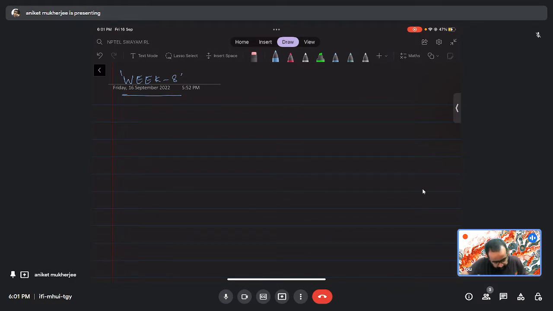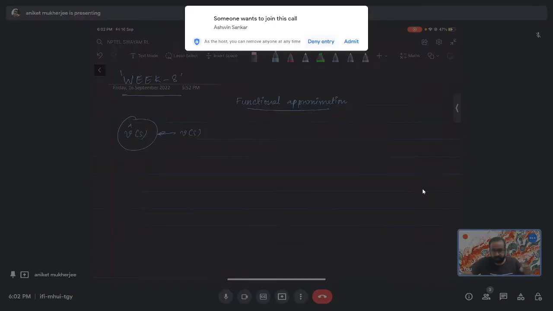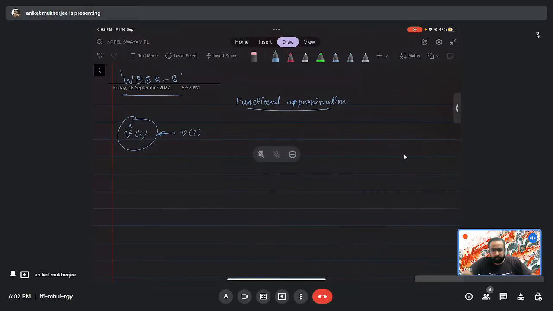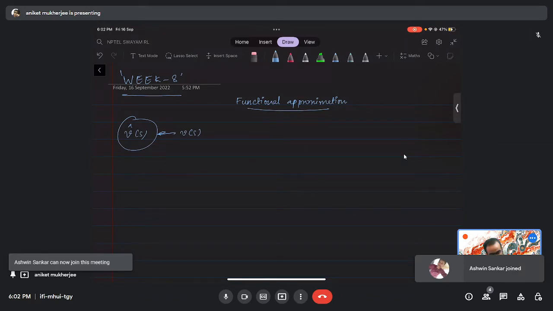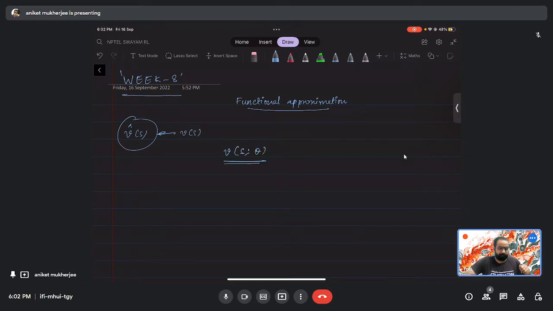This week's lecture first started with functional approximation. What we usually do is we try to find the value of each and every state. This is an estimate of the value function. This is the true value function. We always try to estimate the value function of a state. In functional approximation, what we do is we parameterize the value function with thetas.